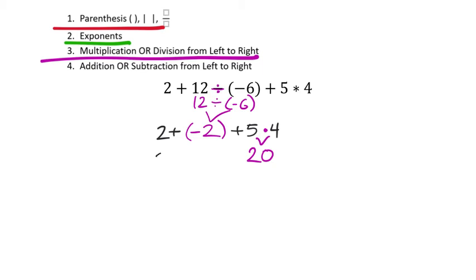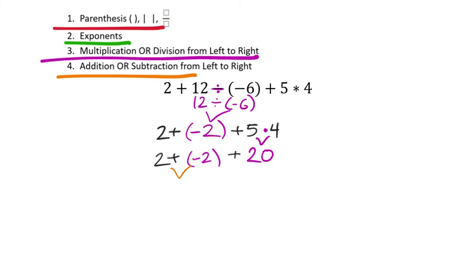But applying everything else, that'd be 2 plus that negative 2 in purple. And then add the purple 20. So that concludes the multiplication or division from left to right. Now we're on the addition or subtraction. I don't see both, but I see one. Addition, 2 times. And moving from left to right, which we should do, I would do positive 2 plus negative 2.